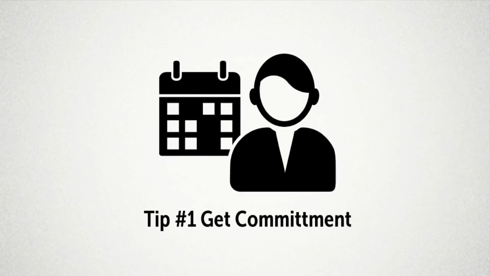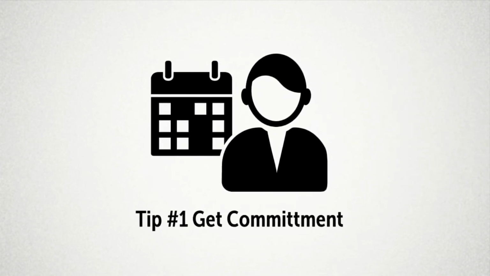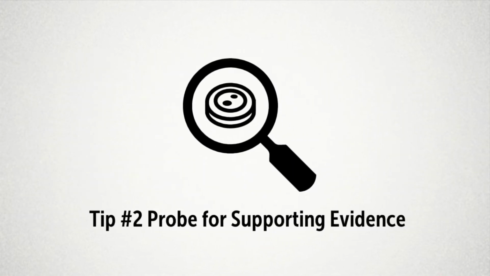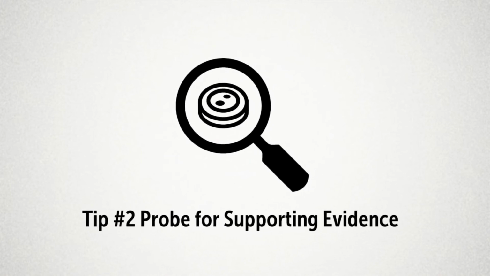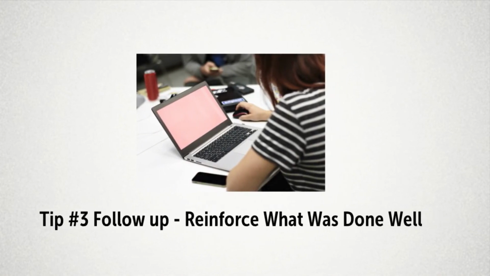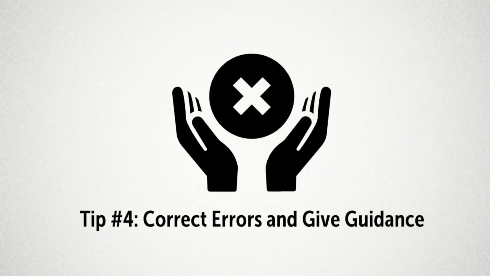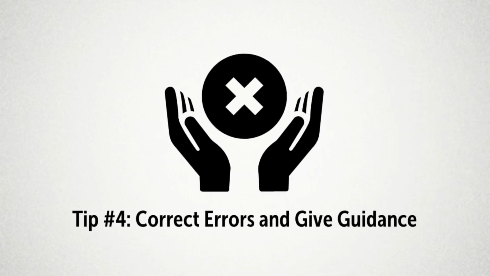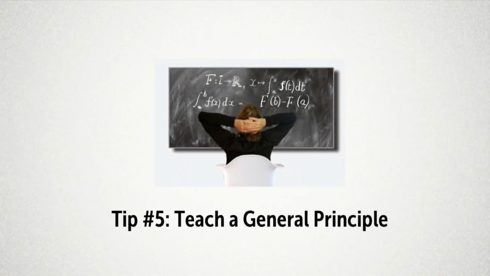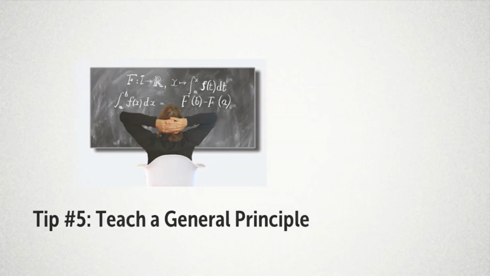In summary, the 5 steps of the 1-Minute Preceptor are: get a commitment. Ask learners, what do you think is going on, or what else have you considered? Step 2, probe for supporting evidence. Ask questions like, what do you think this relates to, or what is your evidence to support this? Step 3, reinforce what was done well and the effect that it had. Step 4, correct errors and give guidance about mistakes and how to improve for next time. Finally, teach a general principle.